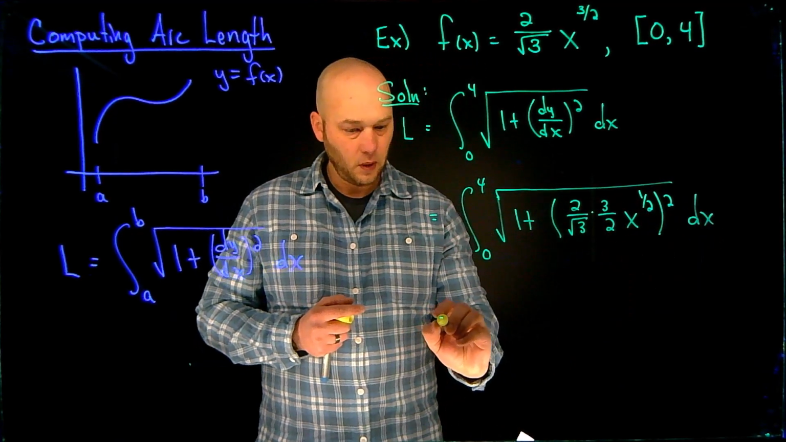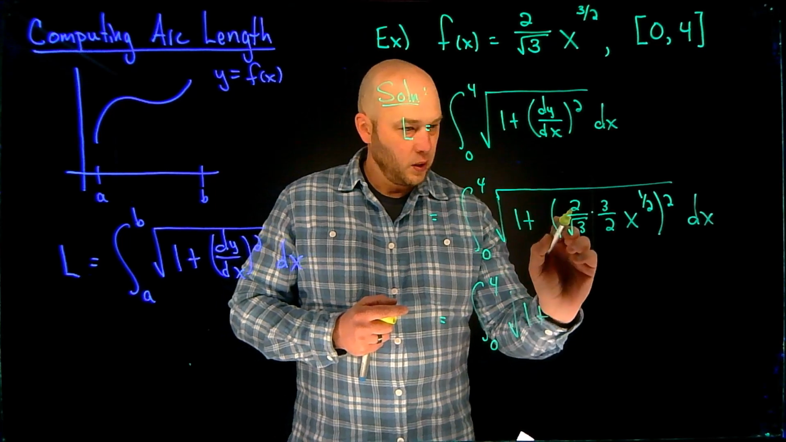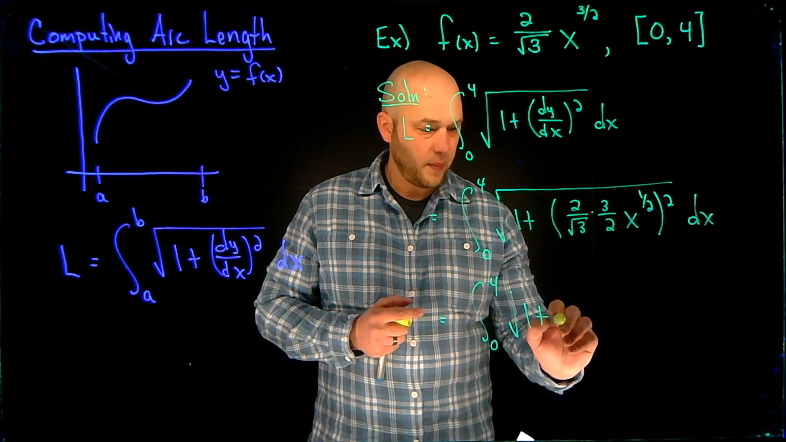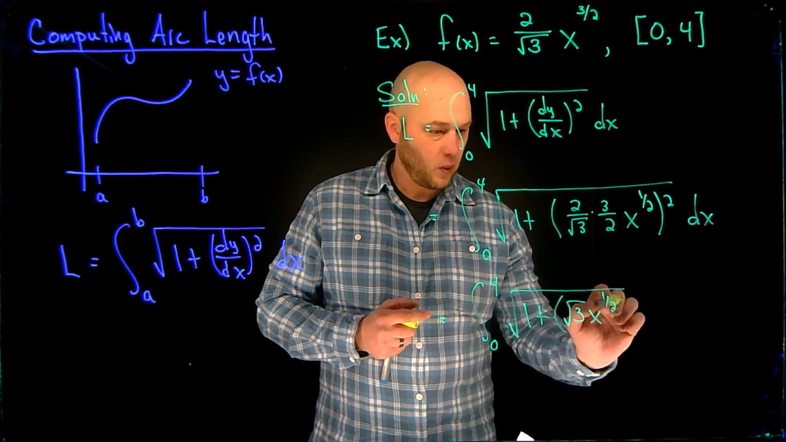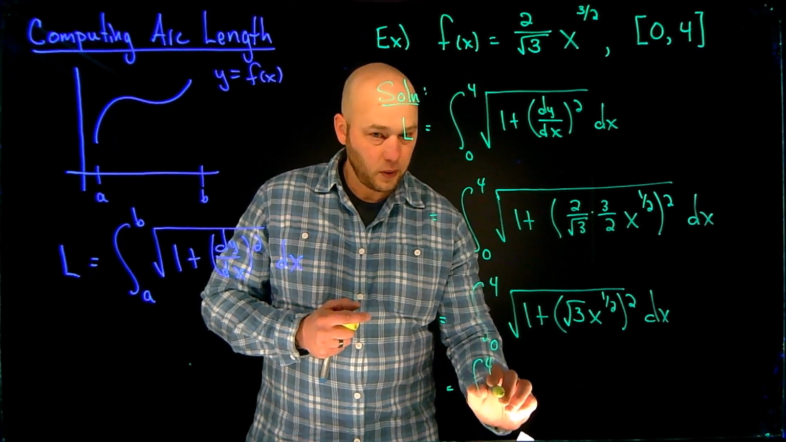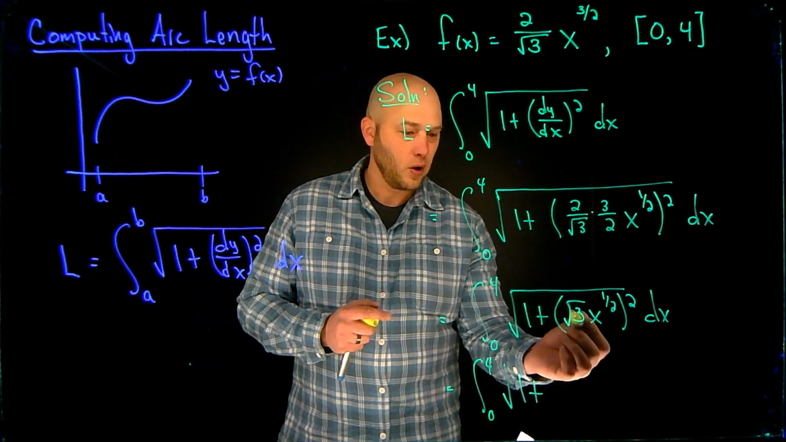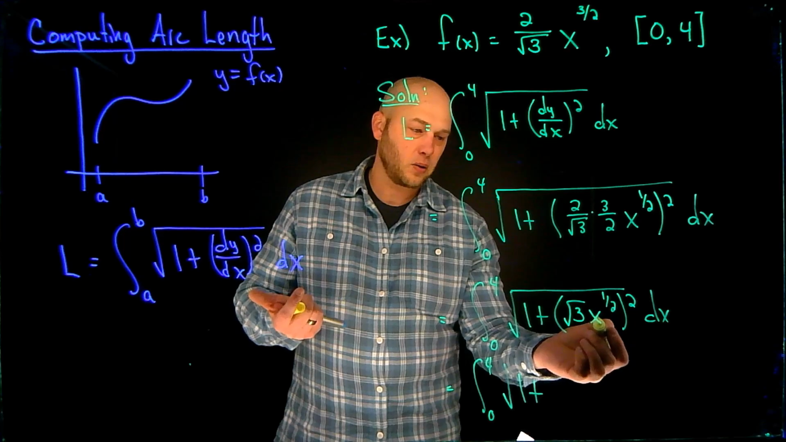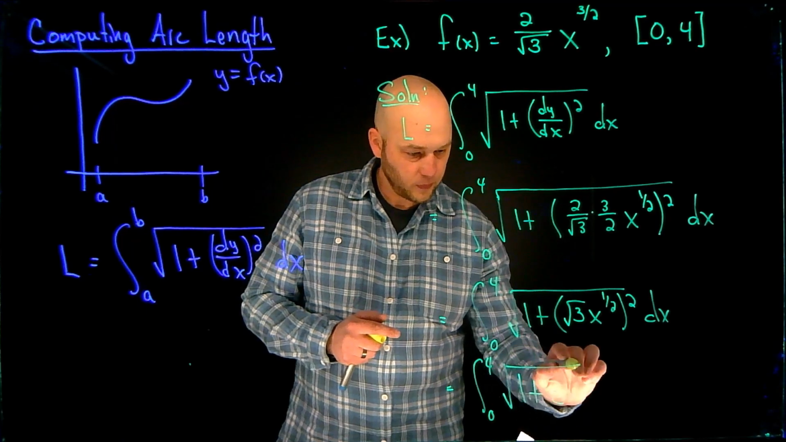I get the integral from 0 to 4, square root of 1 plus, 2 and 2 cancel, 3 over root 3 leaves a factor of root 3 on top, so I have root 3 x to the 1 half, that whole thing squared, dx. Now if I square that, this is a product, so I square each factor. Root 3 squared is 3, and x to the 1 half squared would be x, therefore this term becomes 3x dx.